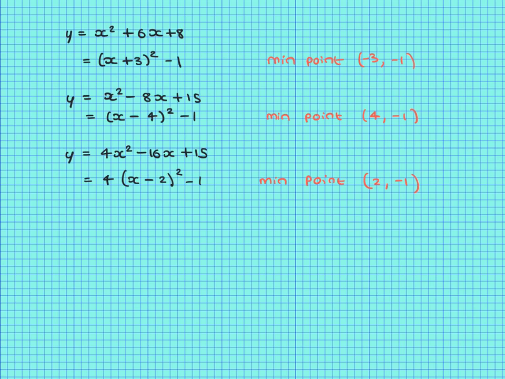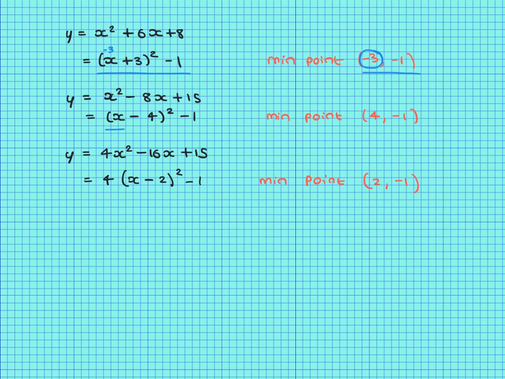Now let's summarise the results that we have so far. For the first example, in completed square format we have this, and the minimum point is this. So notice that the x-coordinate of the minimum point is negative 3. It's the value that makes the bracket equal to 0. If x equals negative 3, we have negative 3 plus 3, which gives us 0.